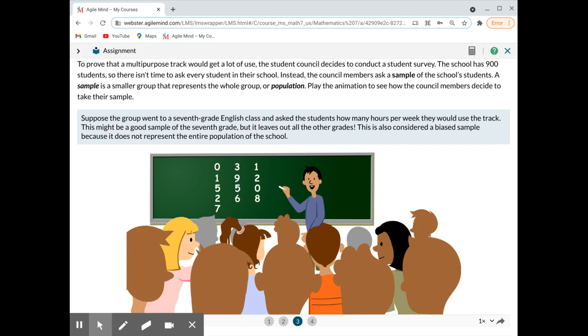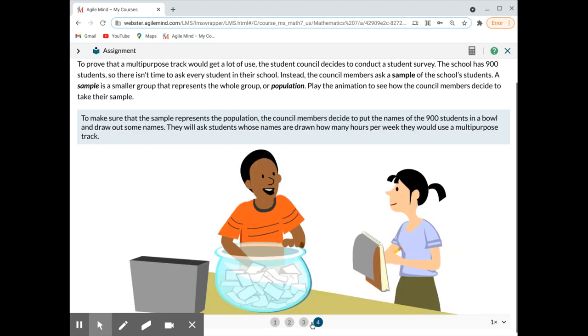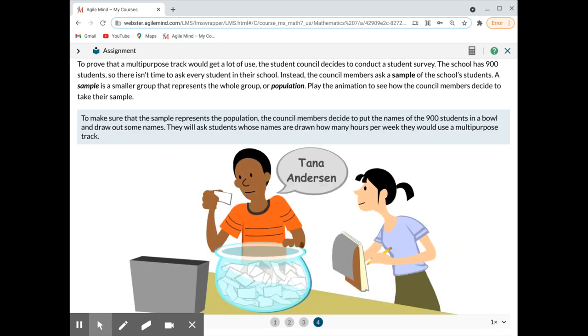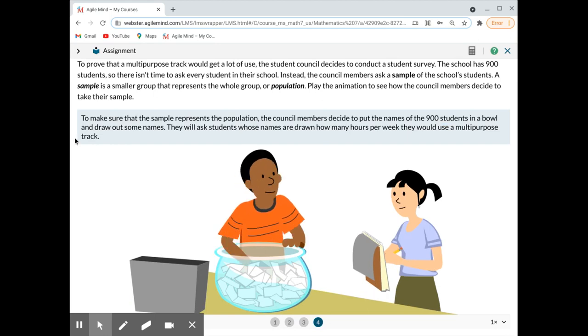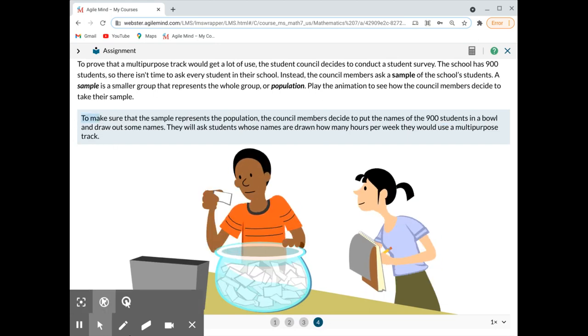Yeah, and that's kind of what we talked about earlier, isn't it? If we just asked one grade and they were only in one class, is that going to be a good sample? No, not really. And so anytime we do this, what's that called? A biased sample. Yes, right. A biased sample. Abigail, can you read this for us?